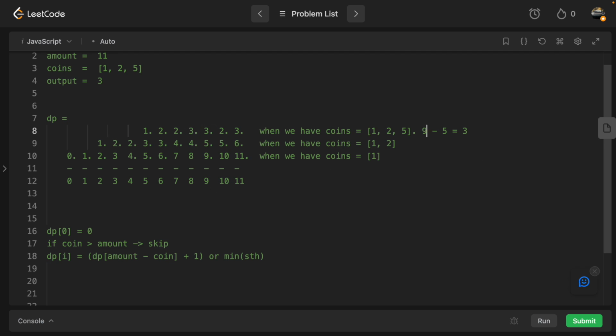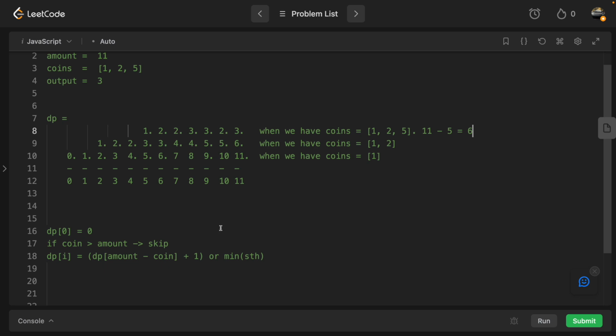Next, 9. 9 minus 5 equals 4. At the index 4, we have 2 as the value. 2 plus 1 is 3. So here is 3. Next, 10. 10 minus 5 equals 5. At the index 5, we have the value 1. And 1 plus 1 equals 2. And next, here we have 11. 11 minus 5 equals 6. At the index 6, we have 2 as the value. And then we add 1, we have 3 as the final answer here.